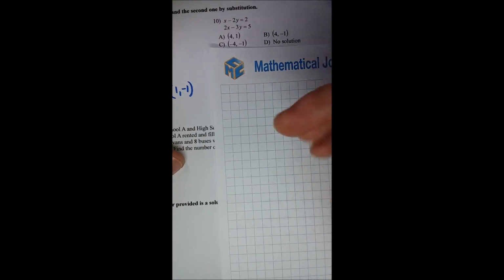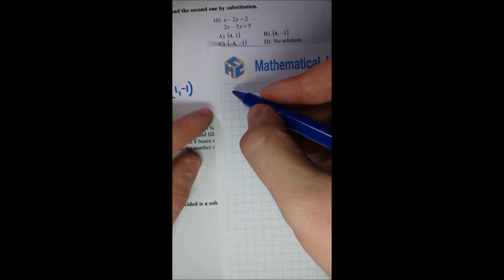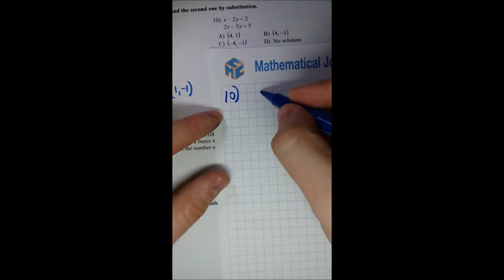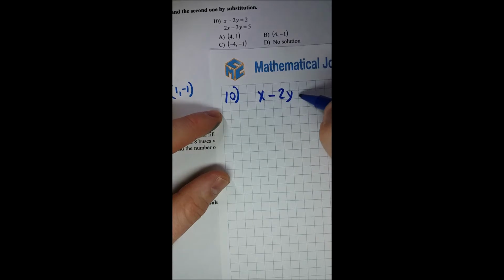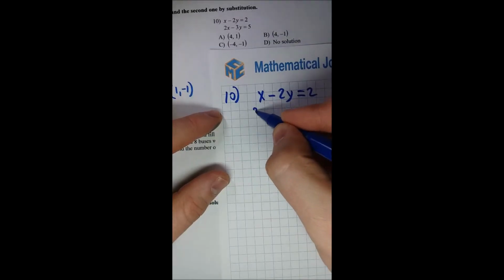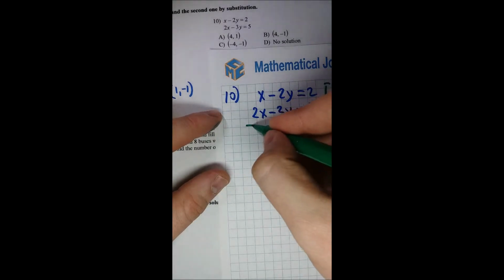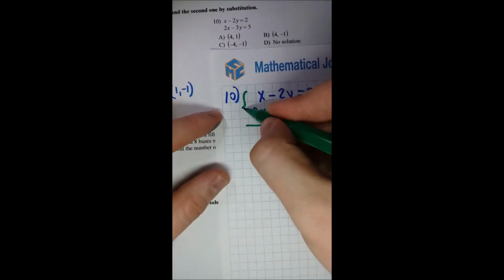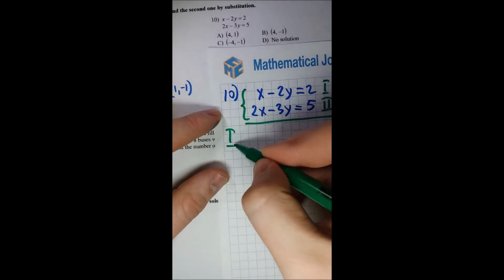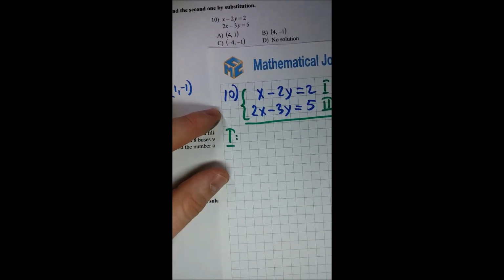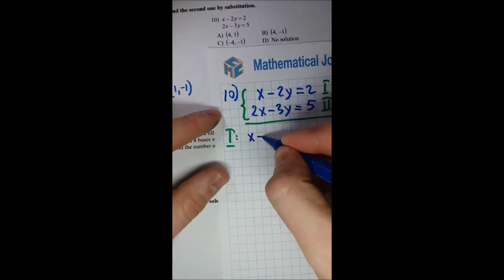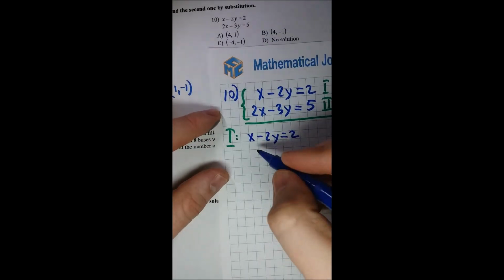And we're gonna go and do our substitution here. Okay, it's a tough one, so a lot of people kind of guessed, so to speak. So number 10, we're gonna go x minus 2y equals 2, and here's 2x minus 3y equals 5. So I'm gonna label this equation 1, equation 2. Okay, so I'm gonna rewrite equation 1 because it sounds like the easiest to deal with. x minus 2y equals 2.